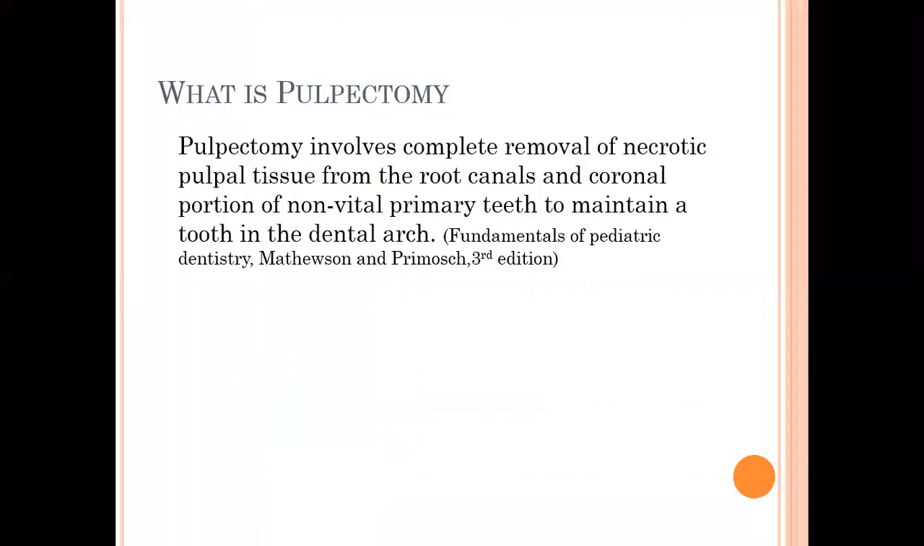Hello everyone. Today I'm here to discuss everything about pulpectomy. So what is pulpectomy? Pulpectomy involves complete removal of necrotic pulpal tissue from the root canals and coronal portion of non-vital primary teeth to maintain a tooth in the dental arch.